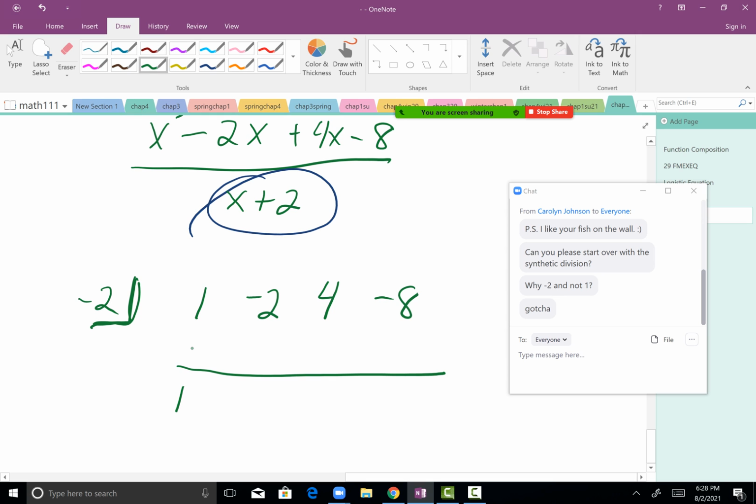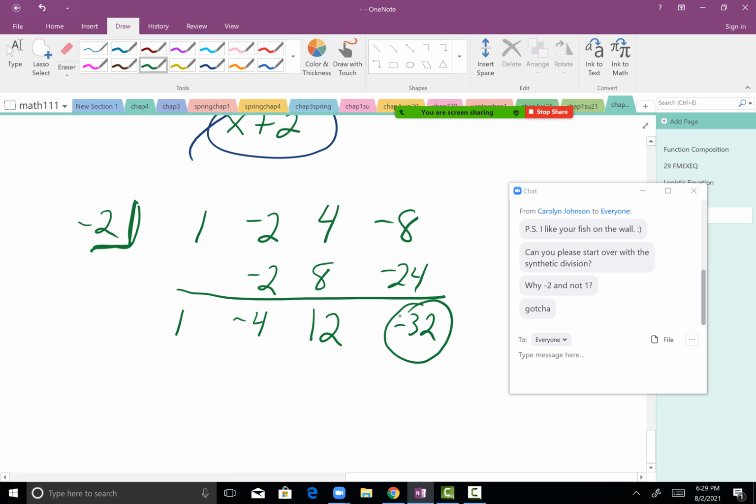So whatever that is, you're just going to drop it down. And now we just multiply. So negative 2 times 1 is negative 2. That's going to be negative 4 when we add. Negative 2 times negative 4 is 8. That's going to be 12 when we add. Negative 2 times 12 is negative 24. And that's going to be negative 32 when we add. So negative 32 is the remainder.